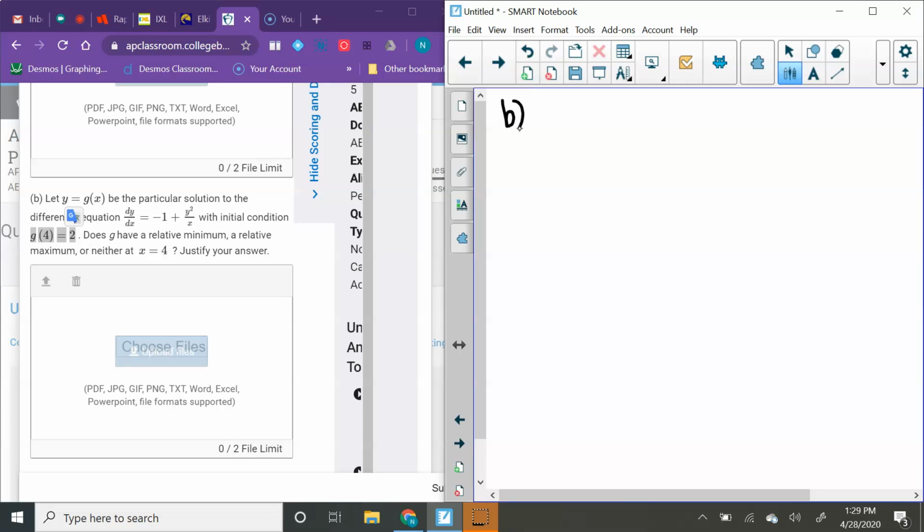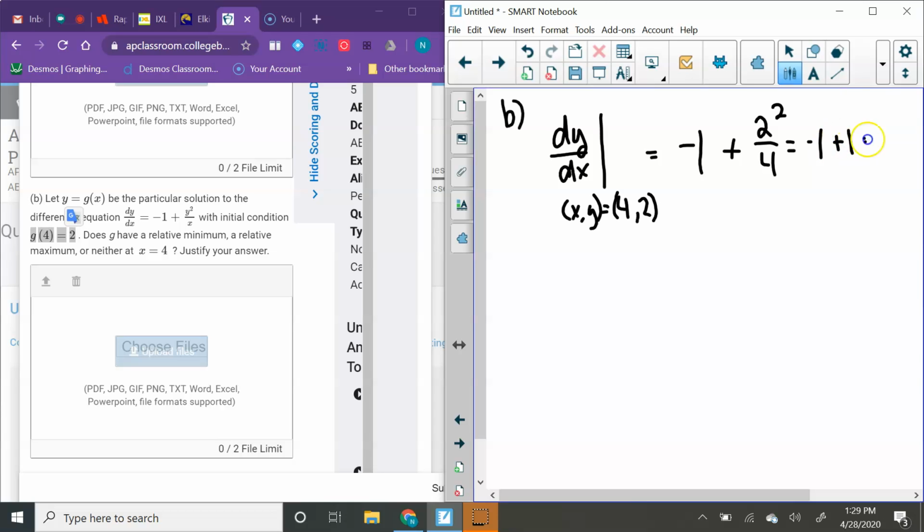So first of all, in order to have a maximum or minimum point, your derivative has to equal 0 at that point. So the first thing you're going to do is you're just going to take the derivative. And you're going to use this notation right here, (x, y) equals (4, 2). And you're just going to plug in 4 and 2 into your derivative. And so you'll get -1 plus 2 squared over 4, which is going to be -1 plus 1, which is 0. So that tells you you do have a critical point here.